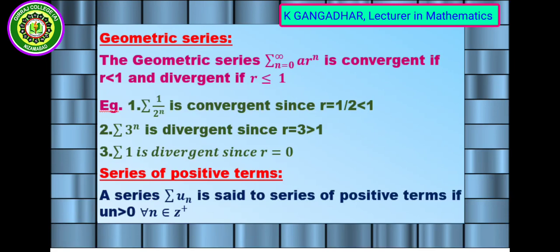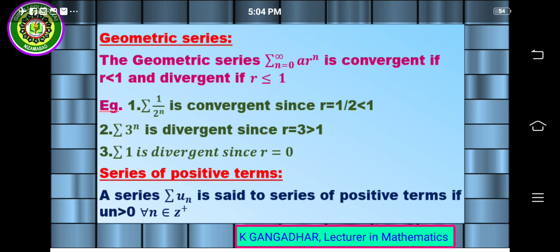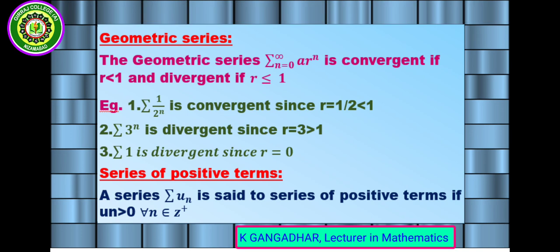Now, geometric series. A series of the form sigma a into r to the power n, or sigma r to the power n, is called a geometric series. If r is less than 1, then the geometric series is convergent, and if r is greater than or equal to 1, then the geometric series is divergent.